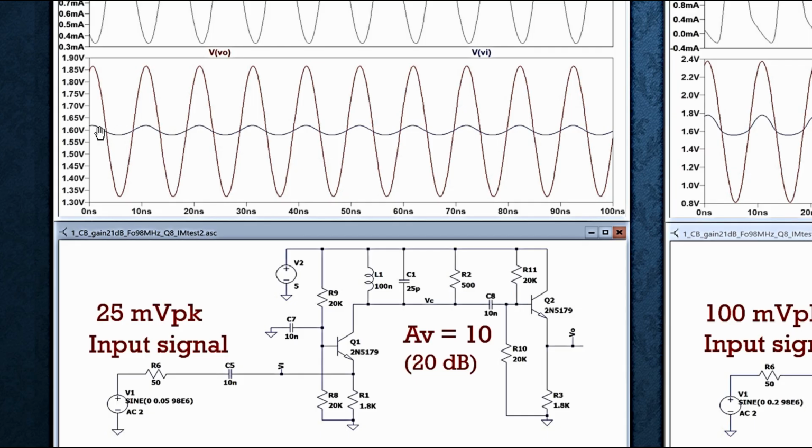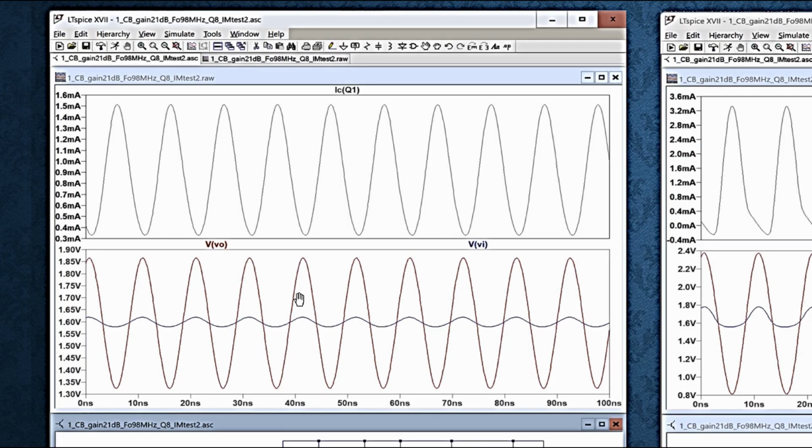The input is this small guy, of course, it's 25 millivolts peak in amplitude, and the output is much bigger. And if you look at the numbers, you find out that the output is 10 times as big as the input, so the voltage gain is 10, which is 20 dB. And if our input is a 50 ohm source and our output is a 50 ohm load, then that's actually a 20 dB power gain. And as we can see, the waveforms look good.